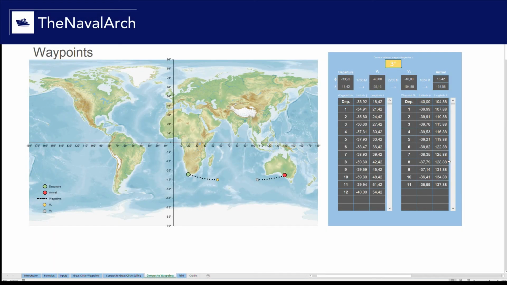These are our waypoints for Composite Great Circle Sailing. This time we have two lists, one for the first Great Circle from our departure to the limiting latitude, and the second Great Circle from the limiting latitude to our destination. Again, it is possible to change the distance between the waypoint longitudes.